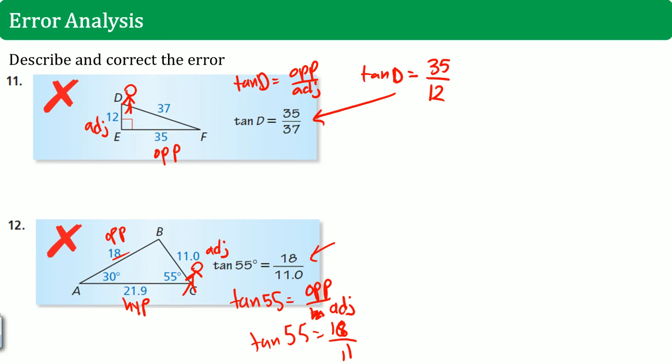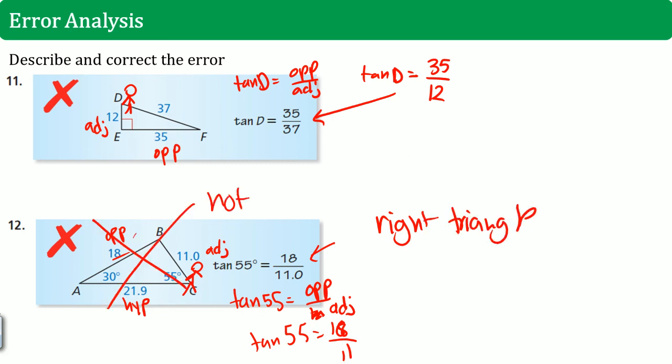But trig ratios only work for what sort of triangle? It only works for right triangles. Is this a right triangle? No, this is not a right triangle. Why? Because there's no red box right here. The fact that it's not a right triangle means you cannot set up your trig ratios for it. All right, so there you go.